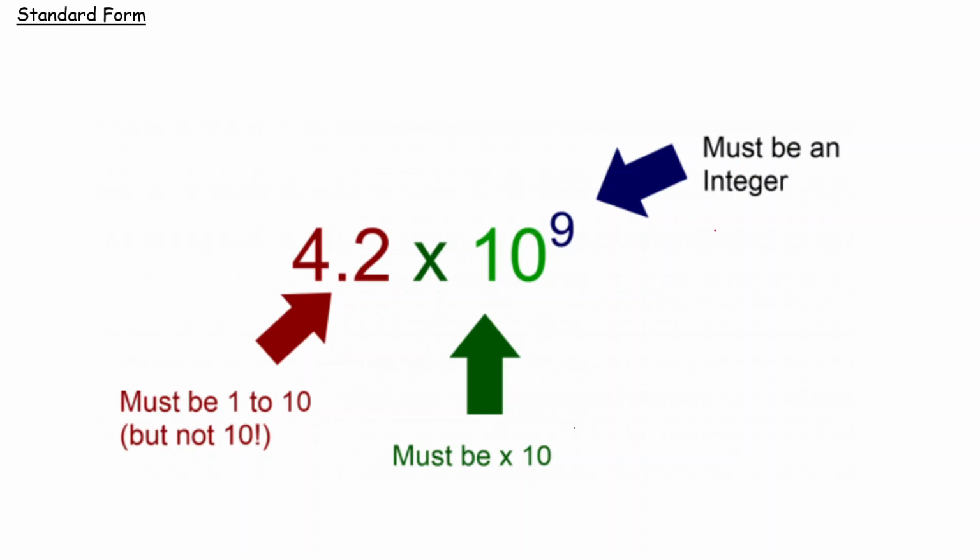Integer, this word means whole number. So that power must be a whole number. So you can't have something to the power of 2.7, for example. So I would definitely make a note of this. That's going to be really, really important. And then we can move on.